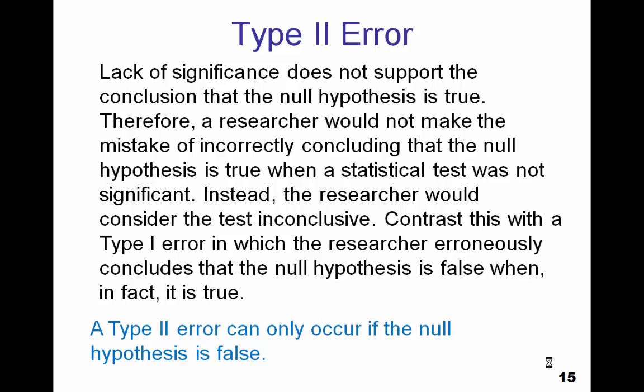Contrast this with a type 1 error, in which the researcher erroneously concludes that the null hypothesis is false when in fact it is true. A type 2 error can only occur if the null hypothesis is actually false.